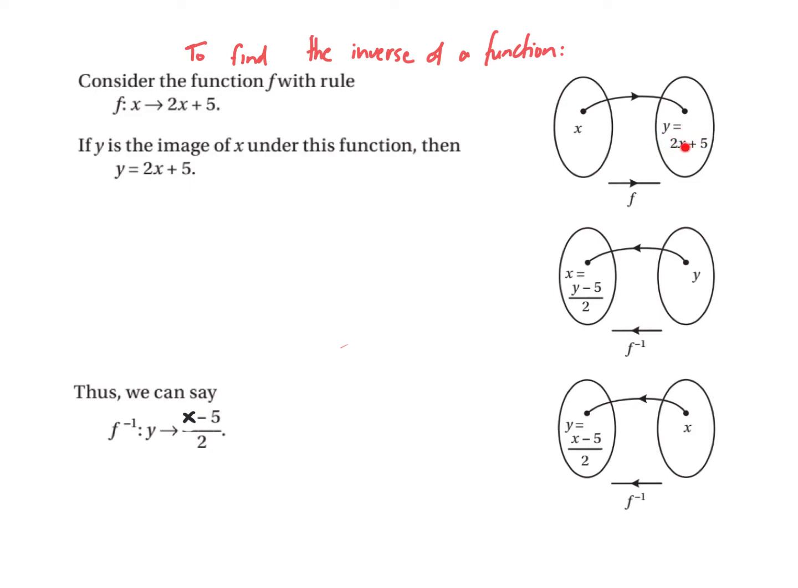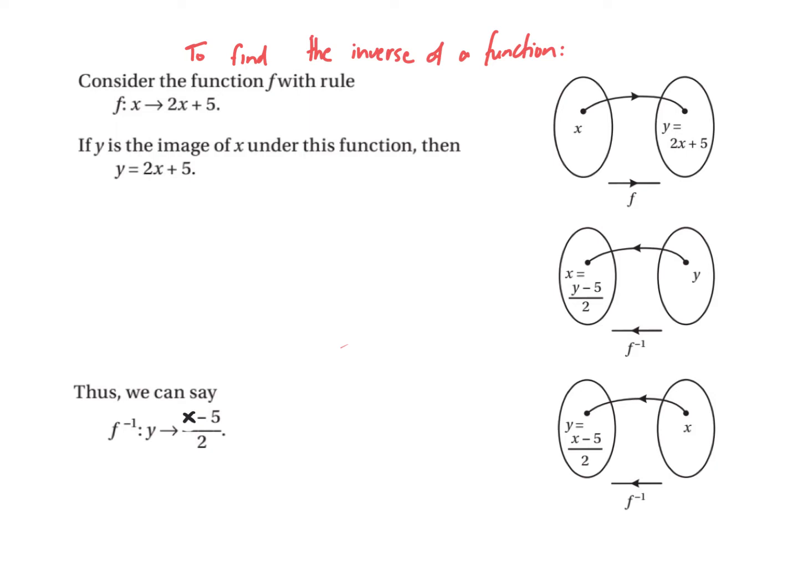So if I put, for example, 2 in here, my x is 2, so 2 times 2 is 4, and 4 plus 5 is 9. So when the input is 2, the output is 9. We're trying to find it the other way: if I gave you the output 9, what would be the input? That would be the inverse function.